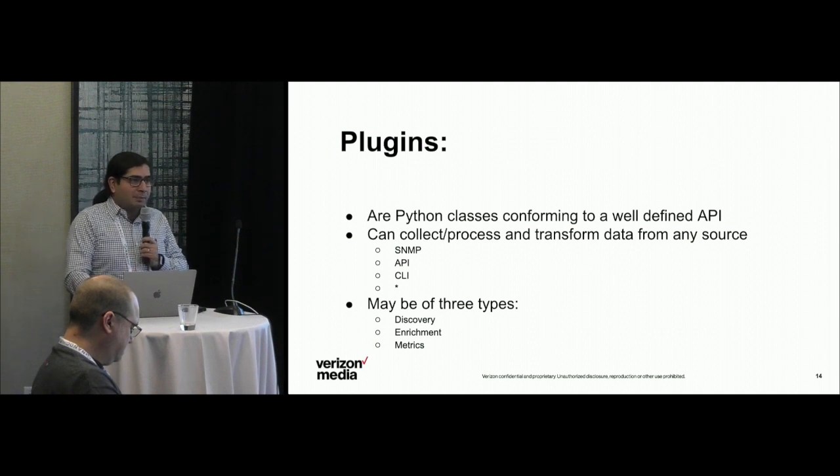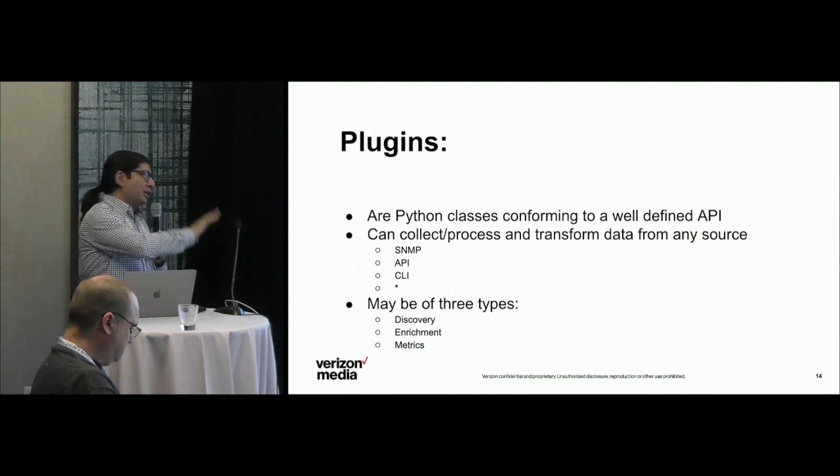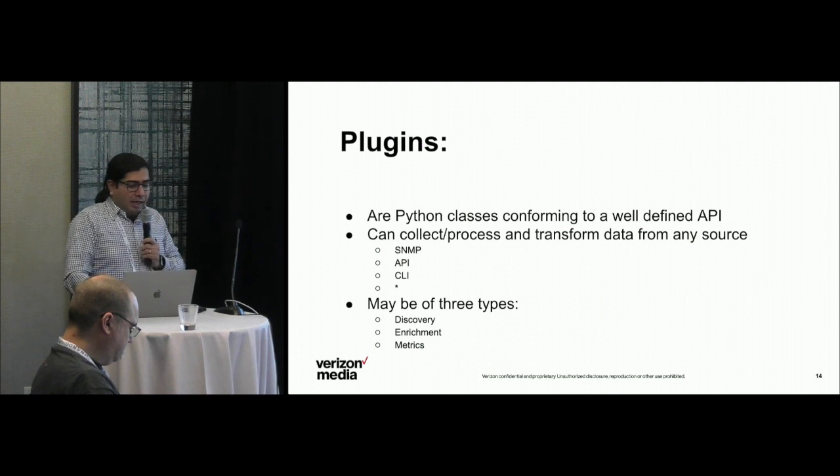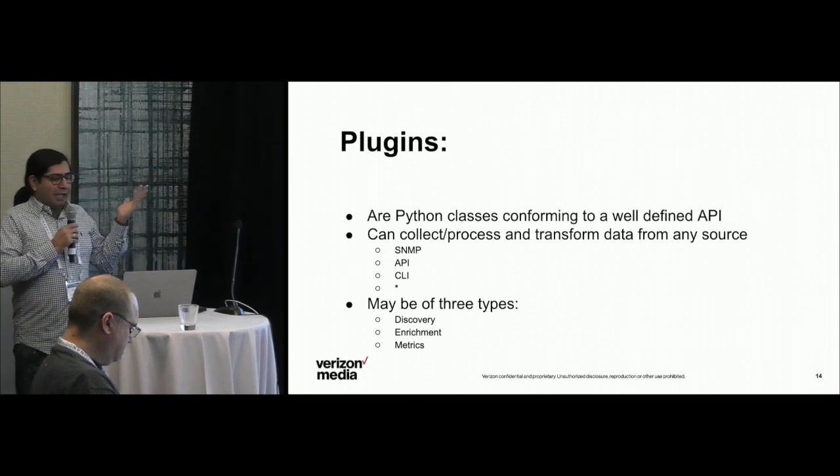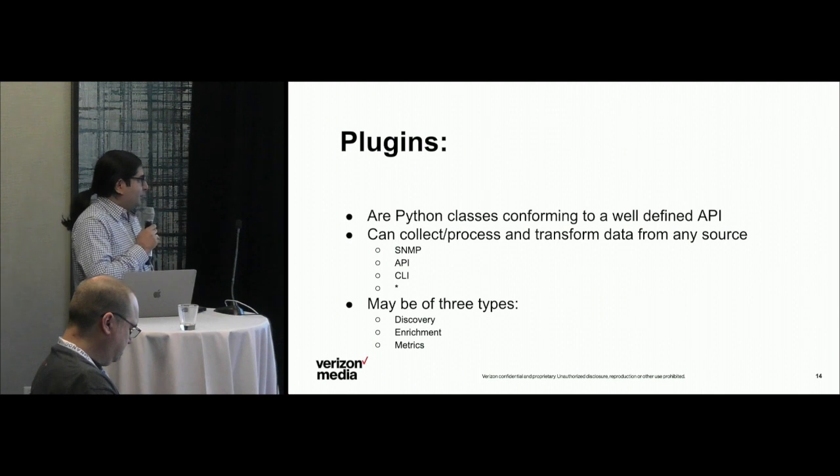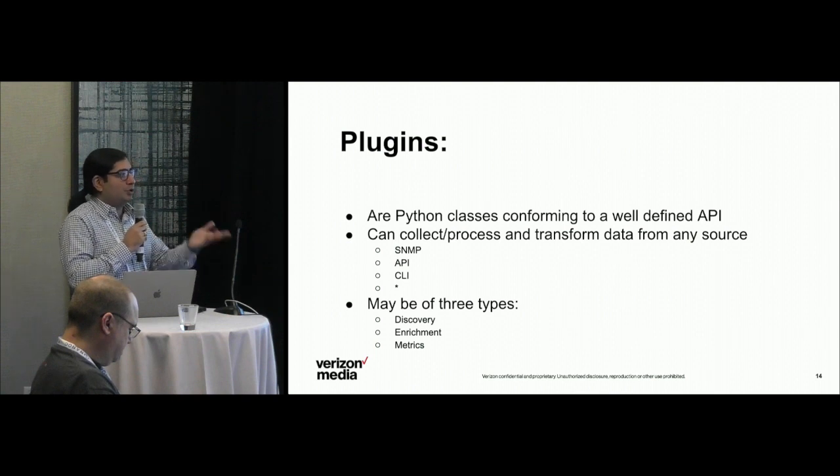The output that the plugin produces is again a very well-defined set of classes which you have to stuff your data into, and I believe Nathan is going to go into a lot of details about that. And again, this is documented in detail on getpanoptes.io. And because they're Python classes, they can process data from any source, anything: SNMP, CLIs, APIs, anything we've not thought about yet. They could also consume data from another Kafka bus if, for example, you have some system which is already collecting data.